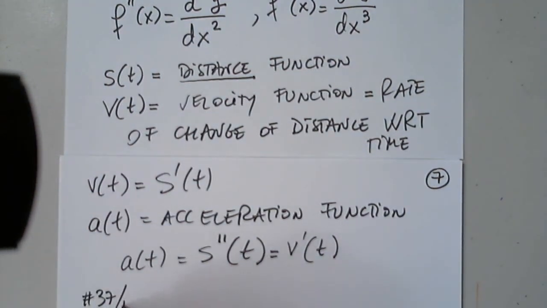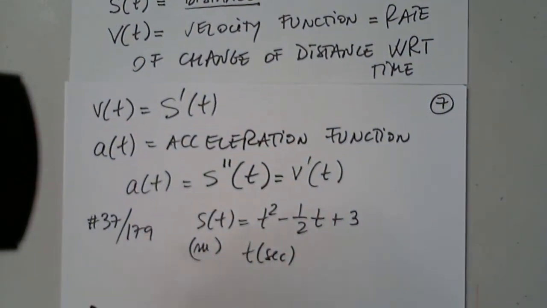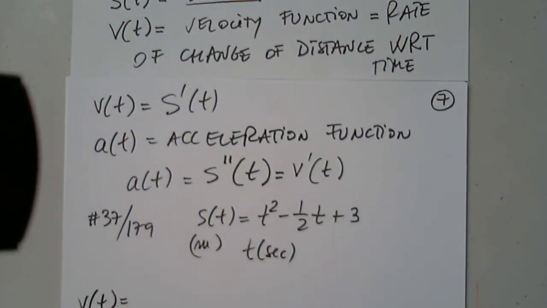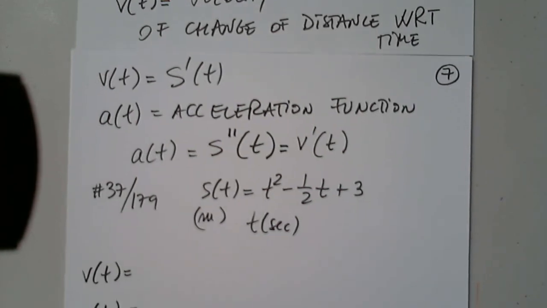37 on page 179. And we have s of t equals t squared minus 1/2 t plus 3. S of t is in meters, and t is in seconds. And it says, find each of the following: velocity, acceleration, and the velocity and acceleration when t is 1. Very good. So first, let's find the velocity, then the acceleration, and then the velocity at 1 and the acceleration at 1.